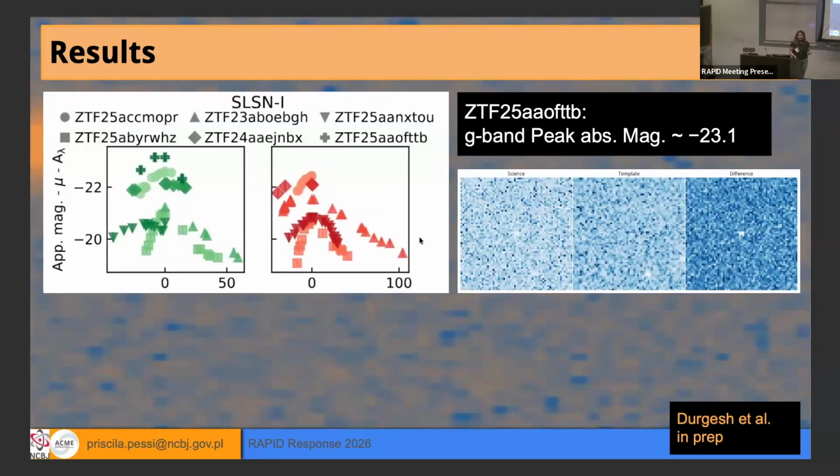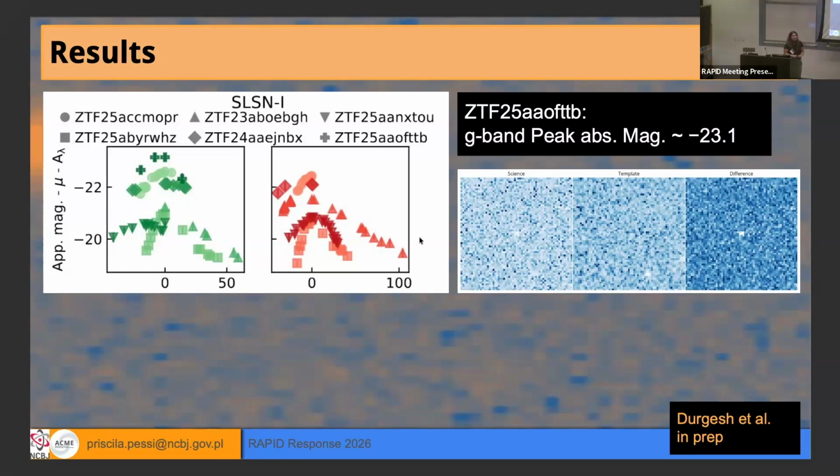Again, this is work in progress, but I will show you the sample of type 1 superluminous supernova that don't have an associated host. They were flagged, and then they were cross-matched, and then we also did some eyeballing. So we visually look at the stamps of these events, and we found no host.